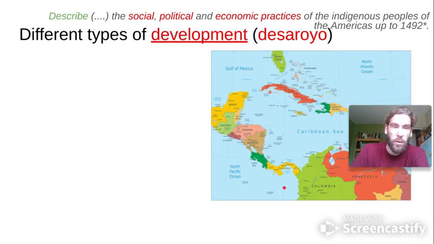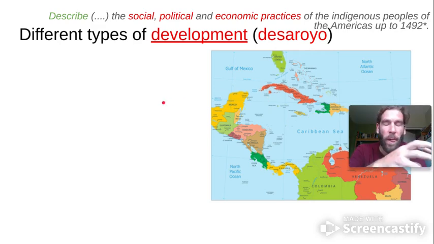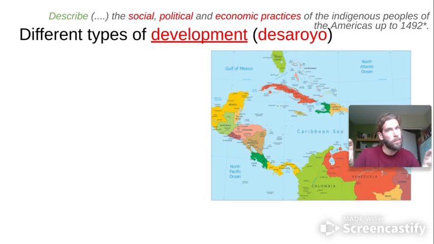When we look at the Taino, they have different types of development. Desarrollo. What do I mean by this? In the whole of the Caribbean, you cannot say that it was one development of the Taino. Each island and each subgroup of Taino had a different kind of development. The main patterns, remember that word, are the same, but you cannot say there was one Taino group with one kind of development. There are differences in development.